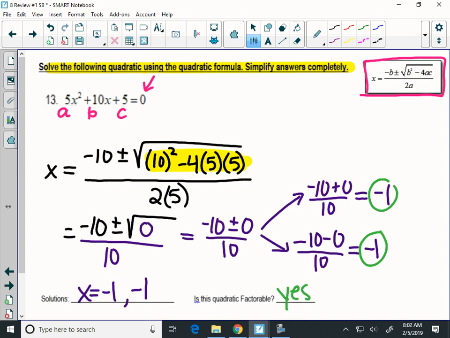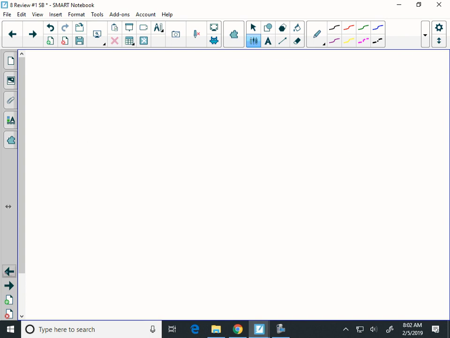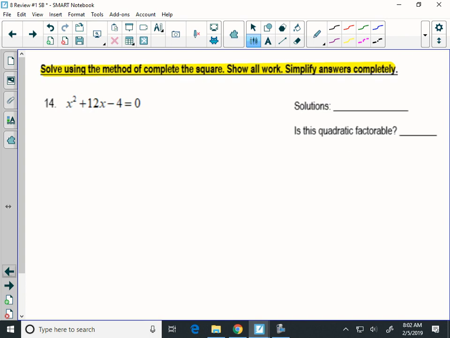All right, I believe the next one is the last one on the review. Let's see. Yes, number 14, we're going to use completing the square. In order to use complete the square, again, we start by making sure the quadratic is set equal to 0, which it is. In order to use complete the square also, the leading term, coefficient, has to be 1, which we do have here. So we can complete the square. To start, we add 4 to both sides.